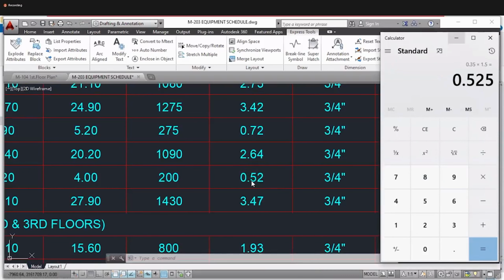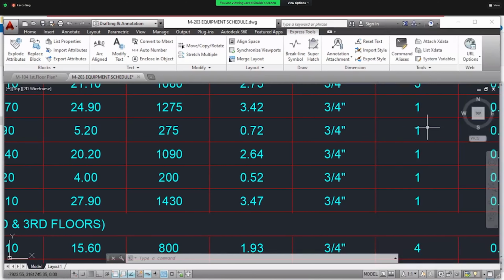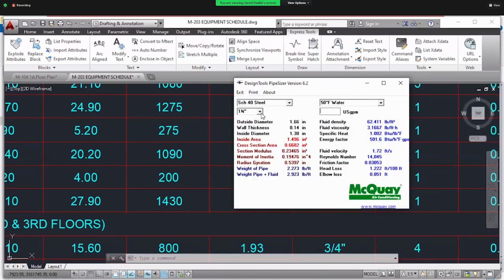We have taken the accurate value. This is 0.52, but if you go with 3 digits, it is more accurate than 2 digits. As per your timing, if you use 3 digits, it will be more accurate. So we will use this 525 GPM. Let's go with the pipe sizer. First we will go with the lower pipe size, 3/4 inch.